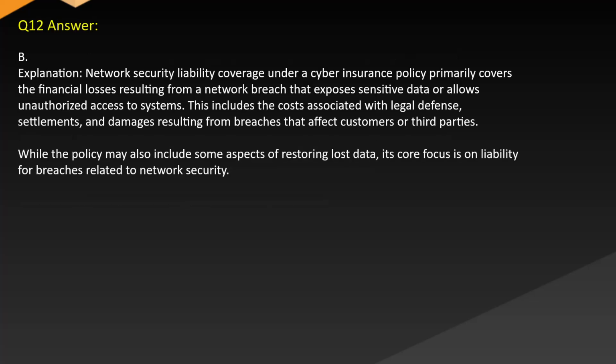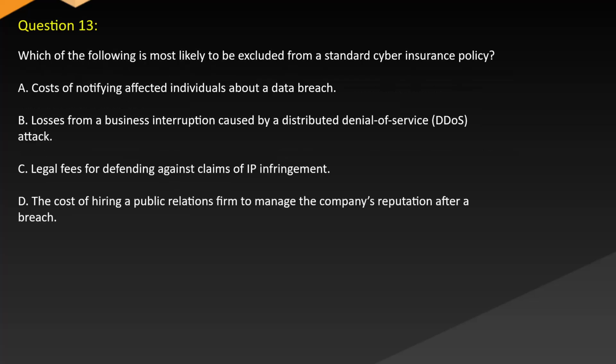Answer. B. Explanation. Network security liability coverage under a cyber insurance policy primarily covers the financial losses resulting from a network breach that exposes sensitive data or allows unauthorized access to systems. This includes the costs associated with legal defense, settlements, and damages resulting from breaches that affect customers or third parties. While the policy may also include some aspects of restoring lost data, its core focus is on liability for breaches related to network security.